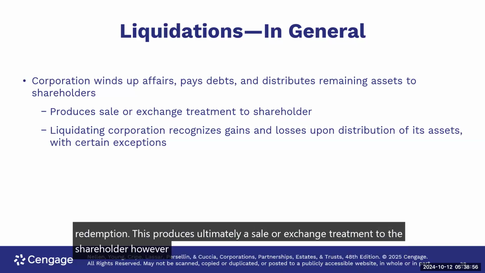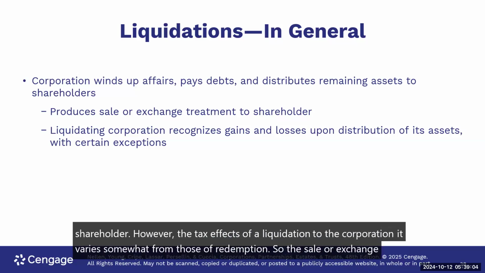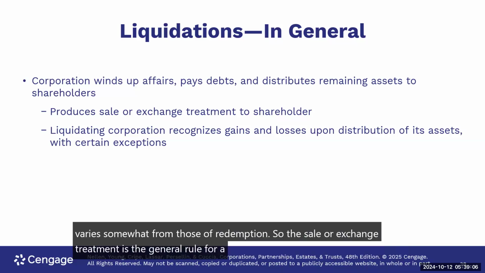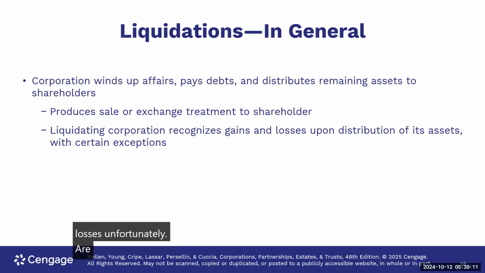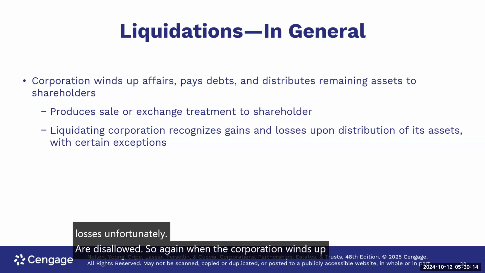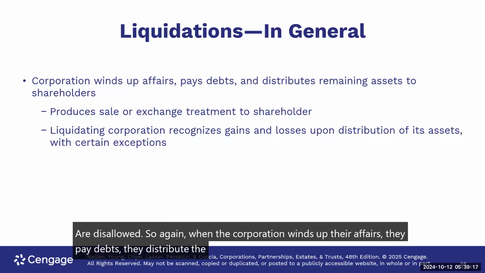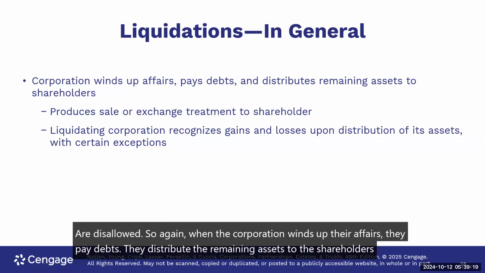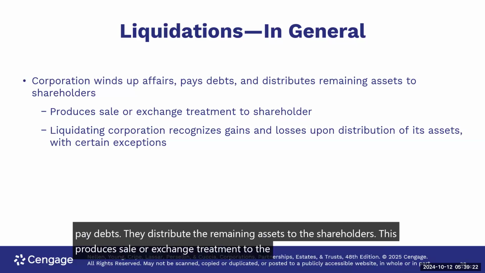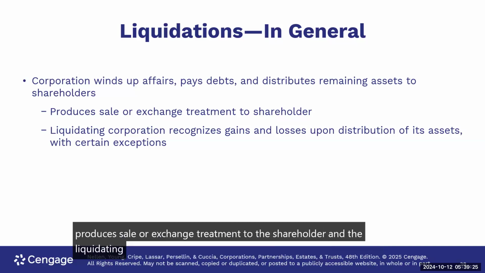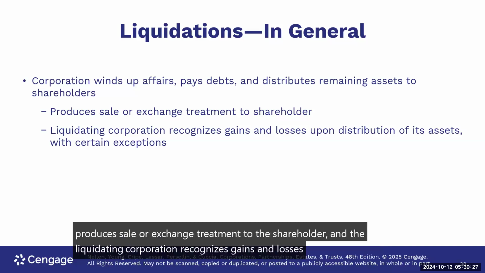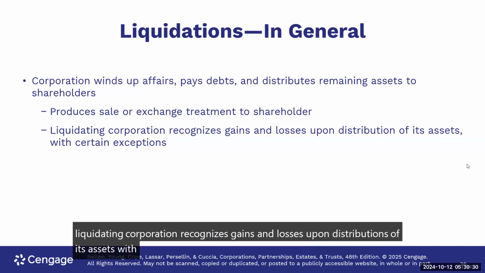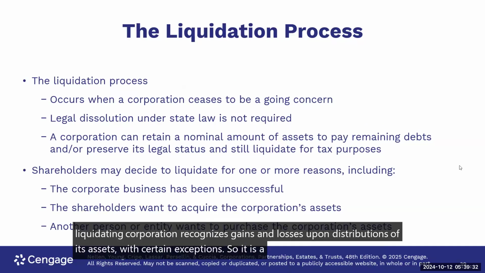However, the tax effects of a liquidation to the corporation vary somewhat from those of a redemption. Sale or exchange treatment is the general rule for a liquidating corporation. However, some losses, unfortunately, are disallowed. When the corporation winds up its affairs, it pays debts and distributes the remaining assets to the shareholders. This produces sale or exchange treatment to the shareholder, and the liquidating corporation recognizes gains and losses upon distributions of its assets, with certain exceptions. So there's a process for liquidation.